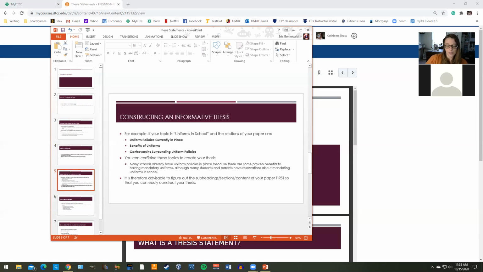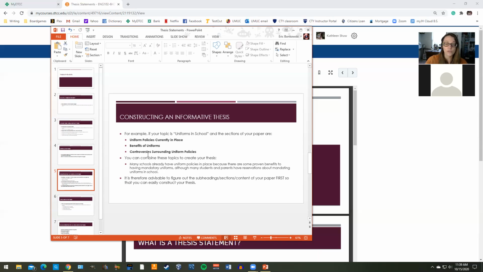So this slide, I think, might be helpful to you guys because it shows how you might write an informative thesis for a paper with an example. So if my topic is uniforms in school, obviously an argumentative thesis would be something like uniforms in school are a bad idea. Uniforms in school are a great idea. Uniforms in school are a good idea because they contribute to lowered behavioral issues and less bullying due to personal appearance. All of these things are argumentative statements.